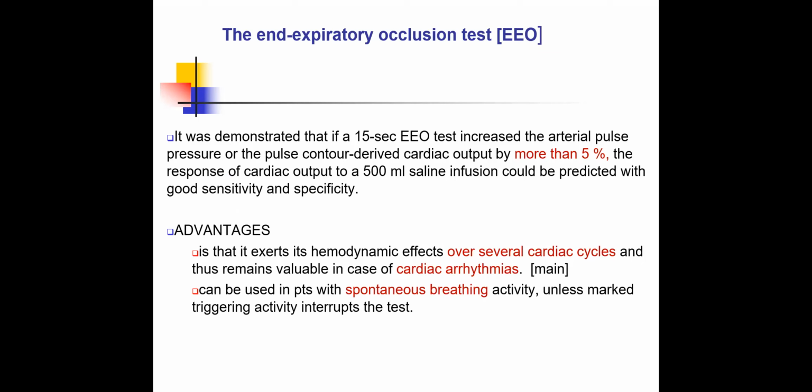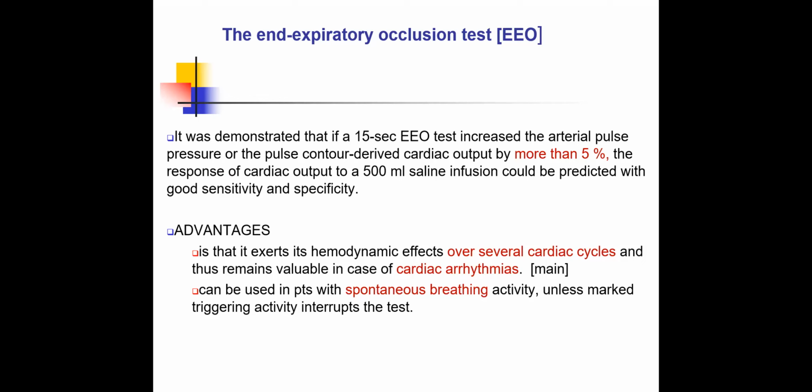So for EEO, it was demonstrated that a 15-second expiratory occlusion test increased the arterial pulse pressure or the pulse contour derived cardiac output by more than 5%. The response of cardiac output to a 500 ml saline infusion could be predicted with good sensitivity and specificity. We'll understand this again in the next diagram.